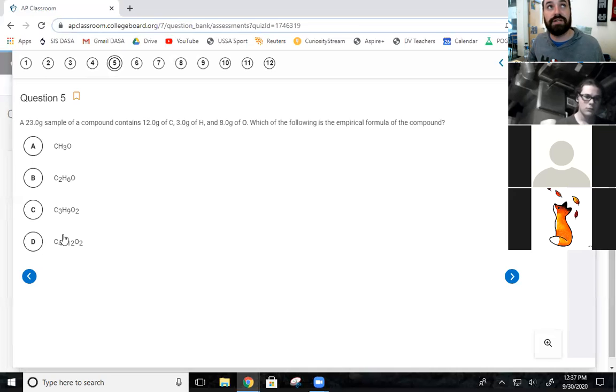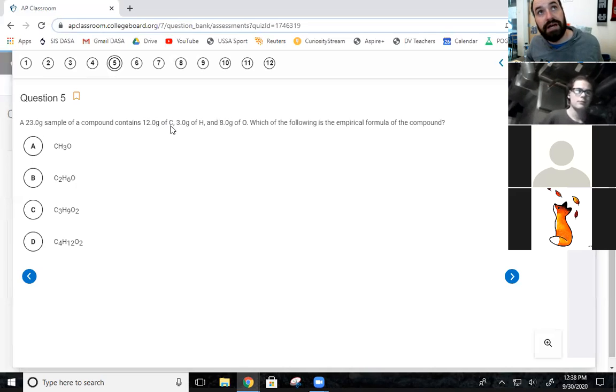This number, the 23 grams, is not actually important. Well, yeah, it is important in that this does equal 23, which is important, right? 12 plus 8 plus 3, that's 23. Would it be B? That's what I think. So let's look at it.